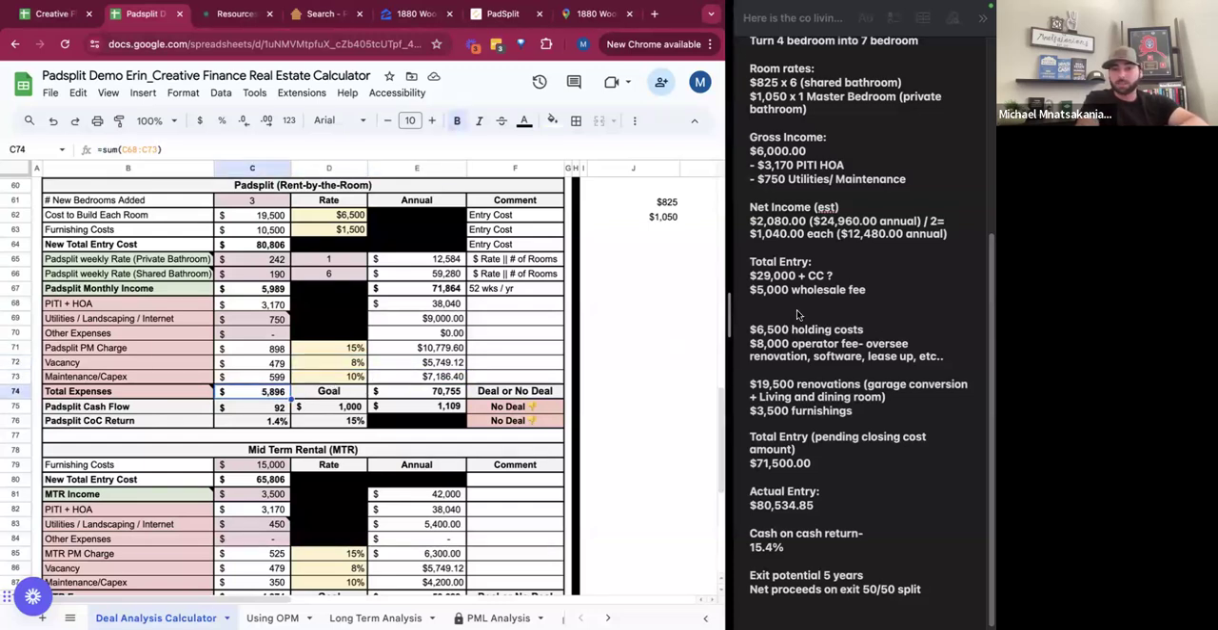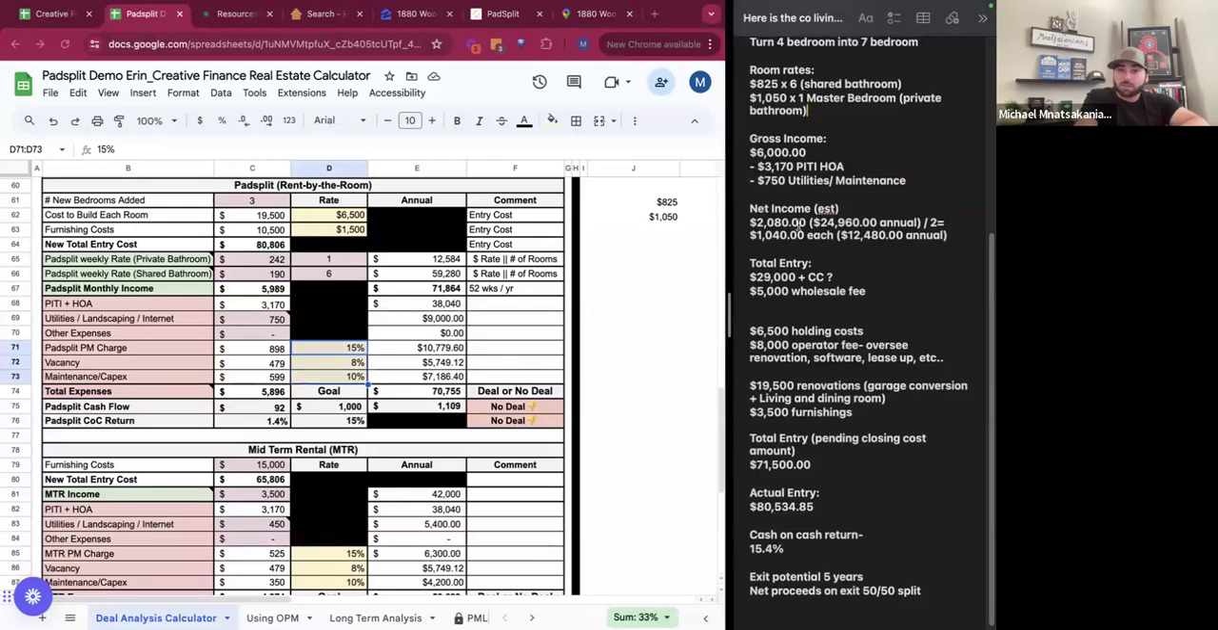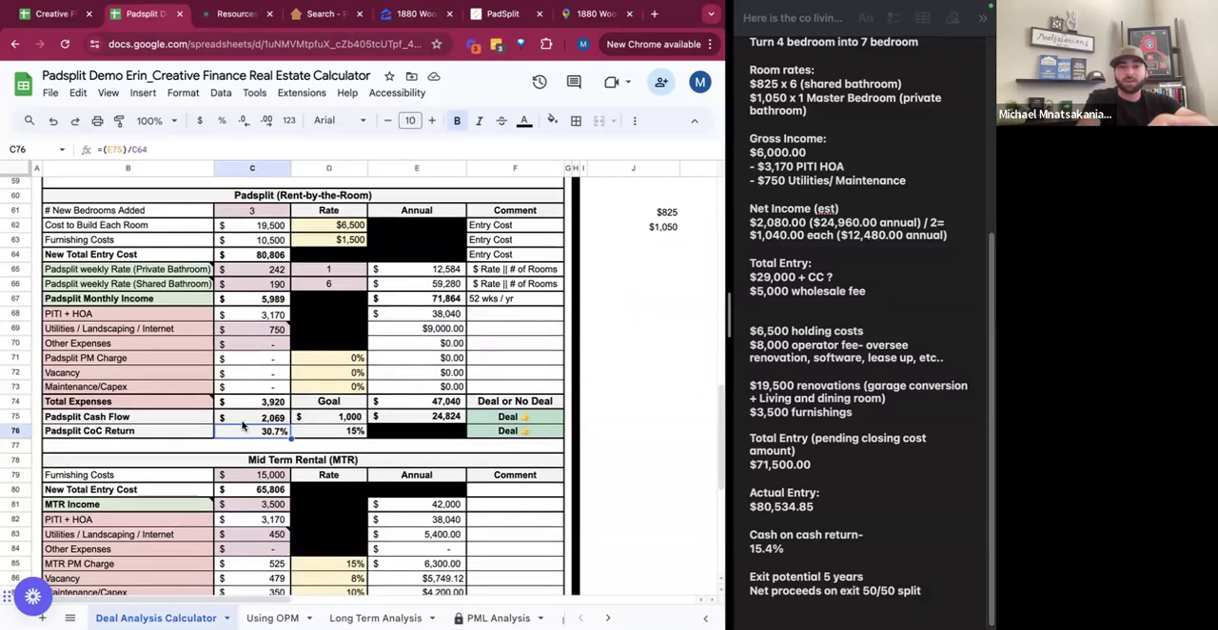So my total expenses are significantly higher than theirs because we're accounting for property management, vacancy, and maintenance and CapEx. They say it's really just 750 in utilities. They're not counting for anything else. We could set all these to zero just the way that they are. And we're seeing this property is generating $2,000 a month in income. They're splitting between two partners, and the cash on cash return for the total investment is 30.7%.